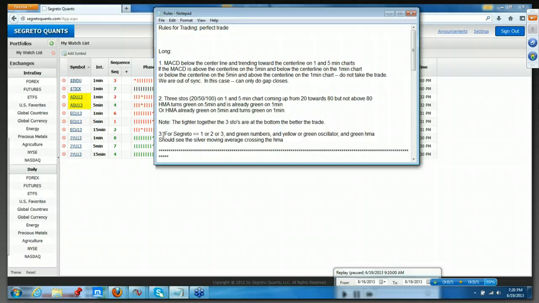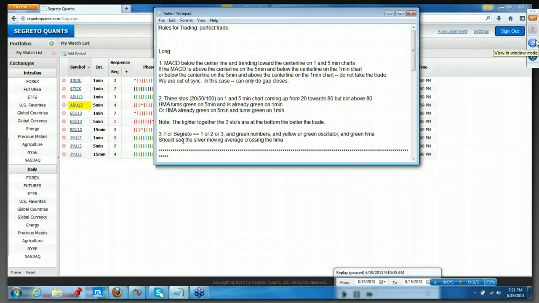And then finally, the third set of criteria. This seems like a lot when you first look at it, but I promise you, when we look at this chart later, it's going to all come together and it's going to be very obvious and very easy to see. But on the quant, you're looking for a 1 or a 2 or a 3. And for a long trade, you're looking for green numbers and a yellow or green oscillator with a green HMA.